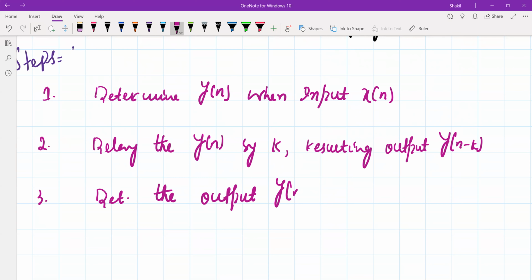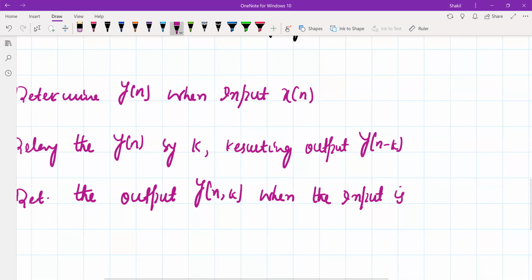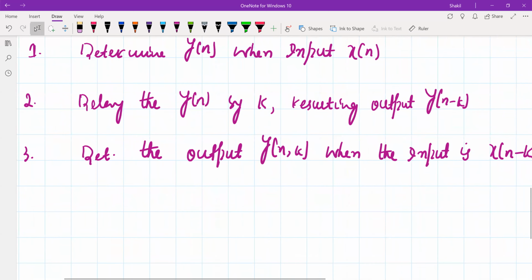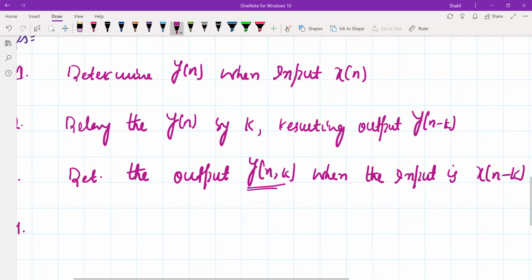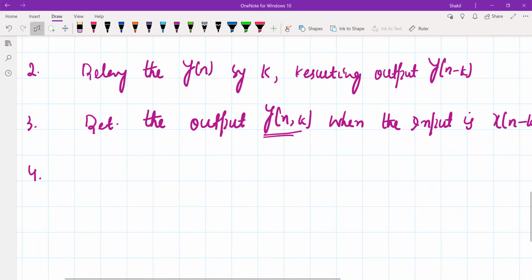Let's call that output y of n comma k, when the input is the delayed input, x of n minus k. So you can say delayed or shifted input. When the input is delayed or shifted, we call the resulting output y of n comma k. And how will we get this? Just by using the input output relationship that we obtained in step 1.